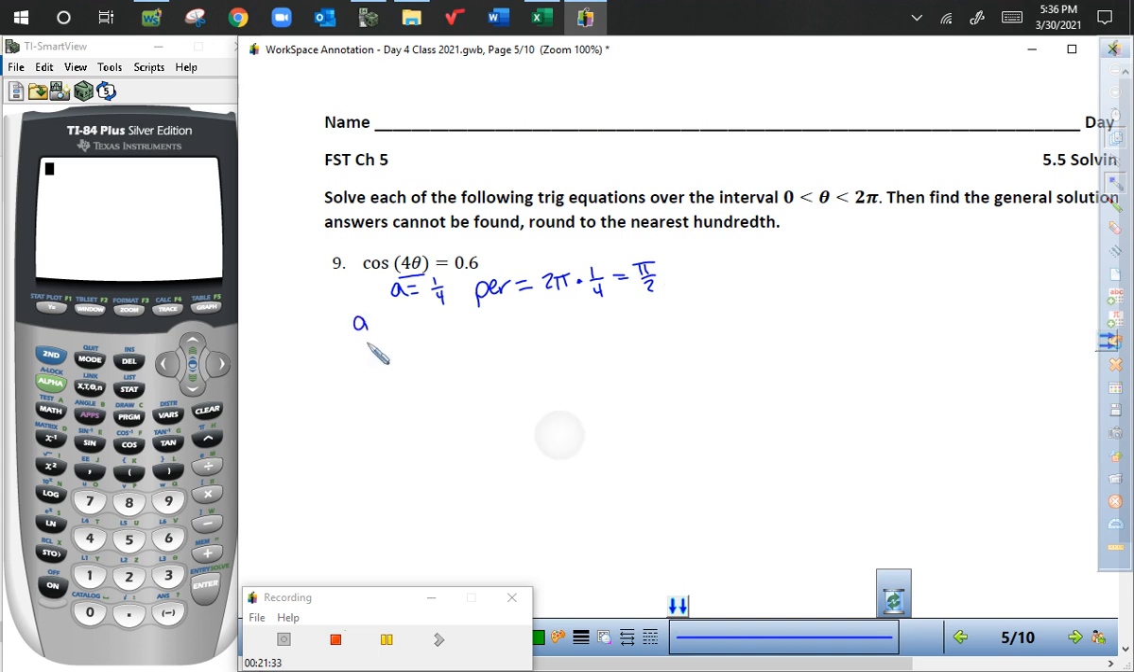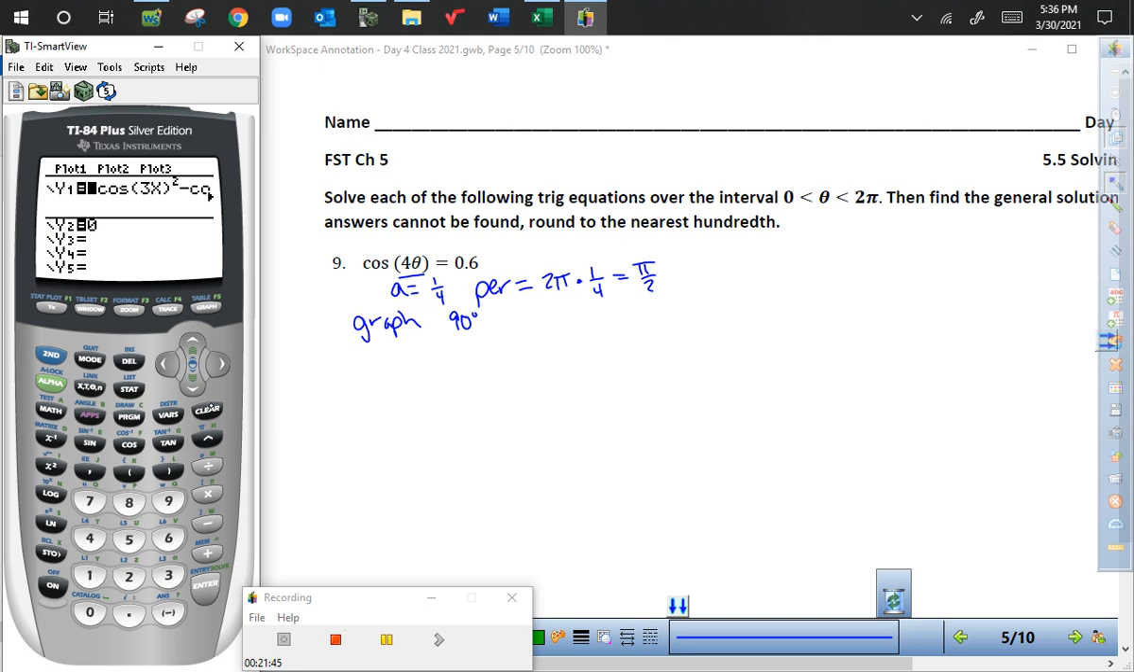So again, we'll graph, and we want to make sure that this is in degrees instead, so hopefully you recognize pi over 2 as 90 degrees, and we can go type some stuff in. So going to the y equals, clear out that equation, and we're going to set this equal to 0 to solve. So cosine 4x, close it. Anytime you see theta, it's good to replace it with x. And then we have to subtract this over, so minus 0.6.